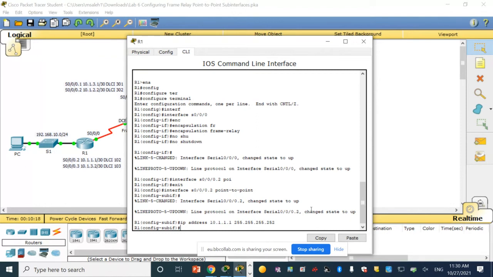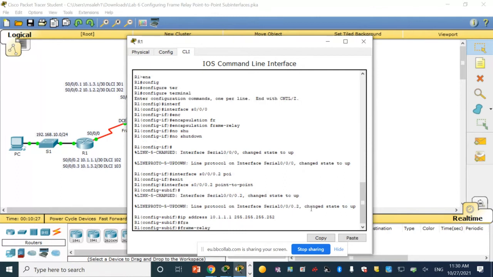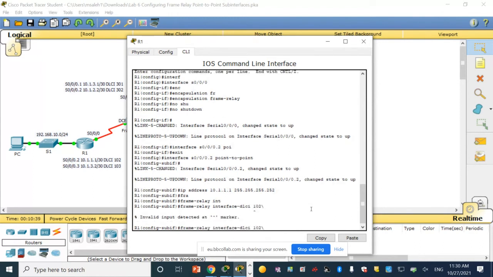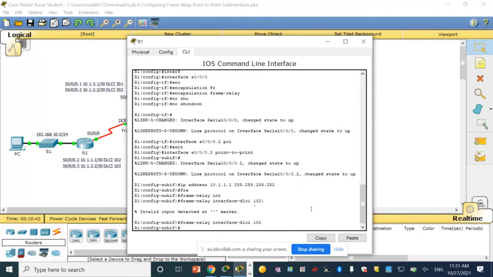Now we will also give it a DLCI number. This is linking to router two. So we'll do frame relay interface DLCI 102. Oops, no, there is a mistake here. By mistake I pressed something. Okay, DLCI 102. And then we will now configure another logical interface, .3. This will link to router 3. So again, now we will do interface .3. It's very, very logical. Point to point, okay?